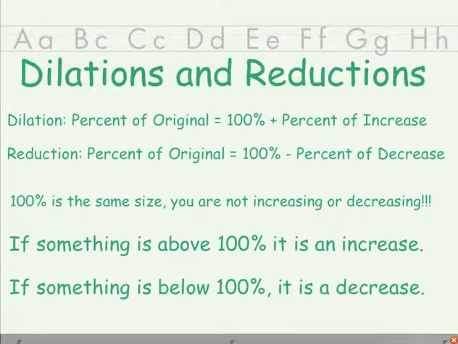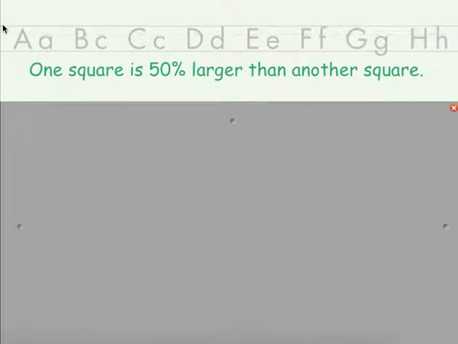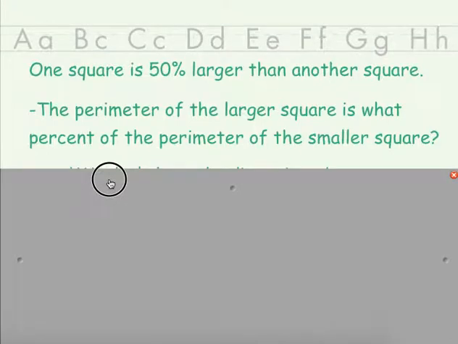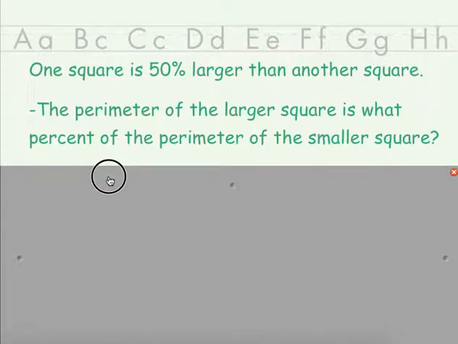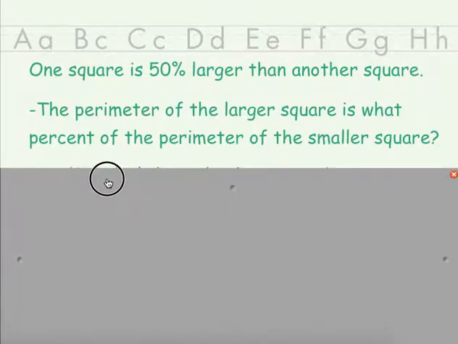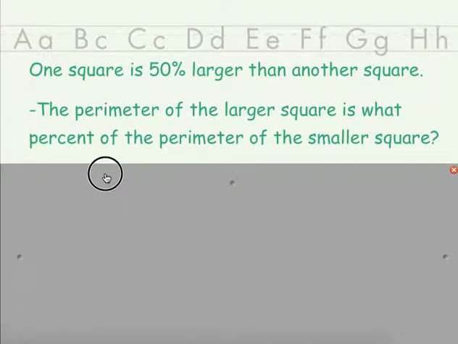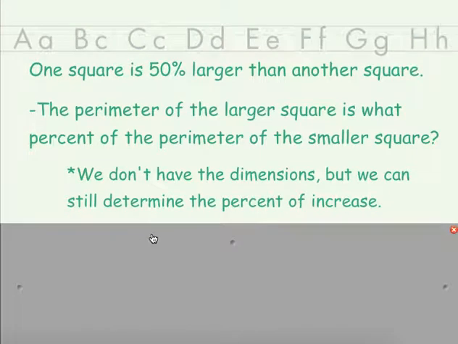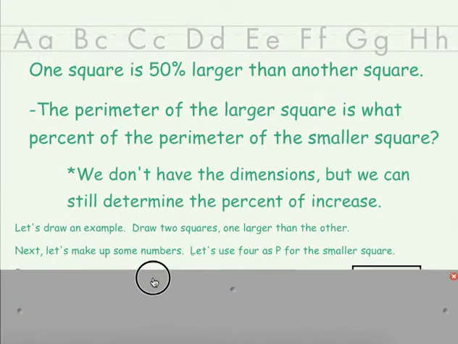Let's look at an example here. One square is 50% larger than another square. The perimeter of the larger square is what percent of the perimeter of the smaller square? So we're asking for the percent of the original for that larger square. If we aren't given dimensions, that's okay. We just need to come up with our own example.